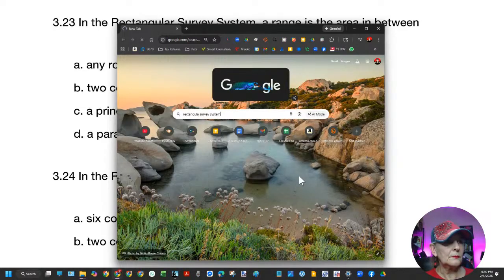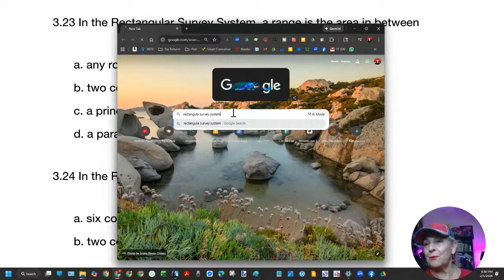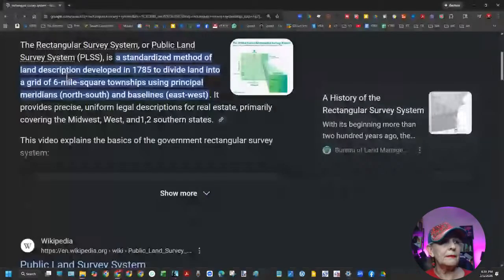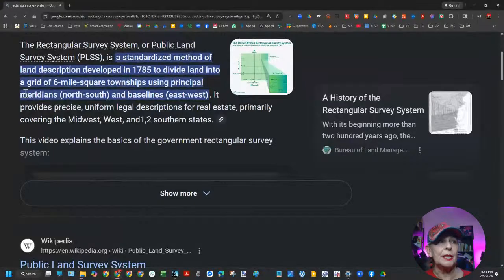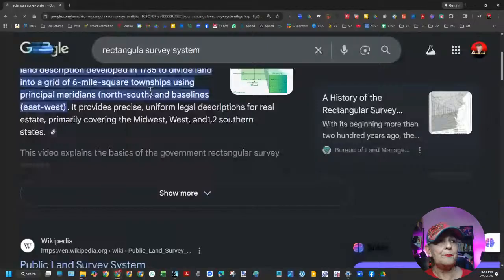If you see that wheel in Apple computers, when out in the county, a method of land description developed in 1785 to divide land into a grid of 6 mile principal meridians, north and south, and baselines, east and west.